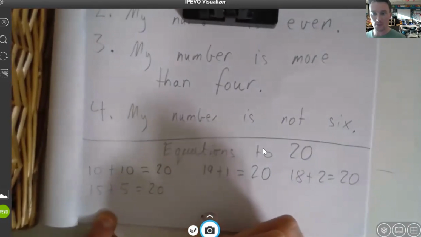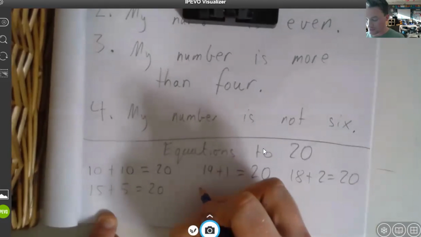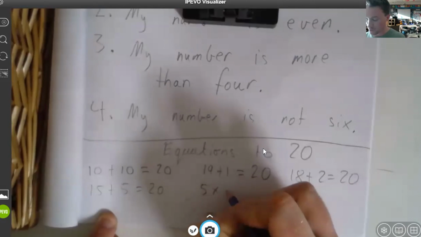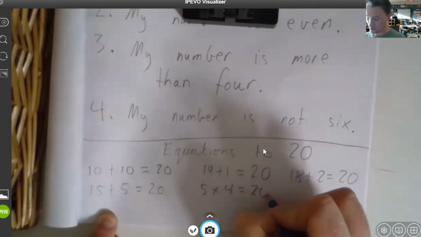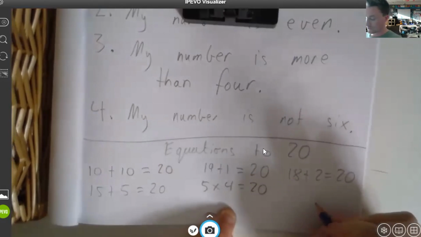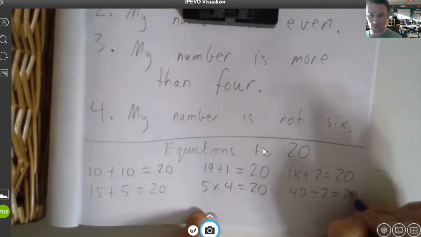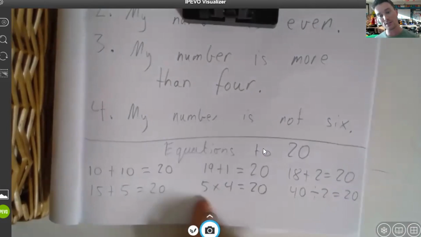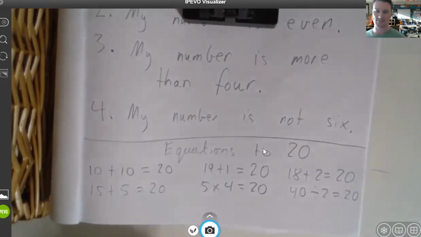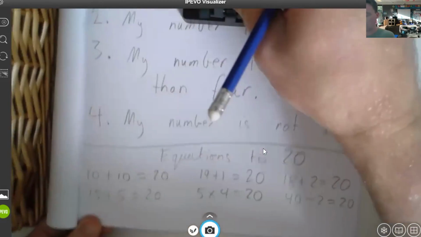You could say 1 plus 1 plus 1 plus 1 plus 1. If you wanted to, you could say 5 times 4 if you wanted to do some multiplication. You could say, if you wanted to really challenge yourself, 40 divided by 2, that would equal 20. So you do as many different equations as you can that equal 20. And there you go.